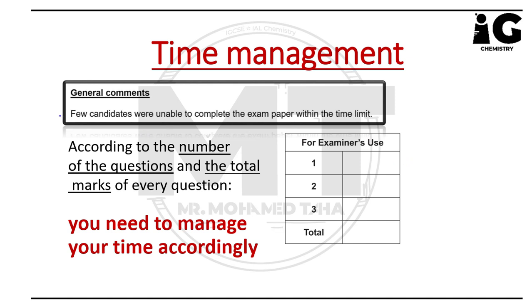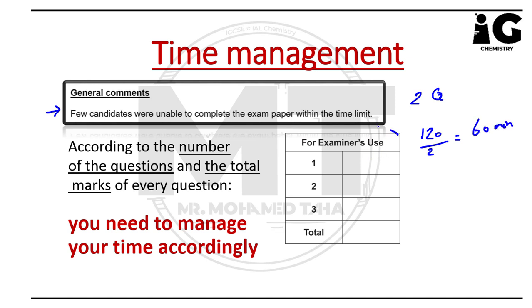Here guys, you see this is a comment taken from the examiner report. Here he says few candidates were unable to complete the exam paper within the time limit. So actually guys, that's why I told you to take care about your time. According to the number of questions and the total marks of every question, you need to manage the time accordingly. For example, if the exam is only 2 questions, and you know the time is 2 hours, 2 hours means 120 minutes. So 120 divided by 2 means 60 minutes, or 1 hour, for every question.